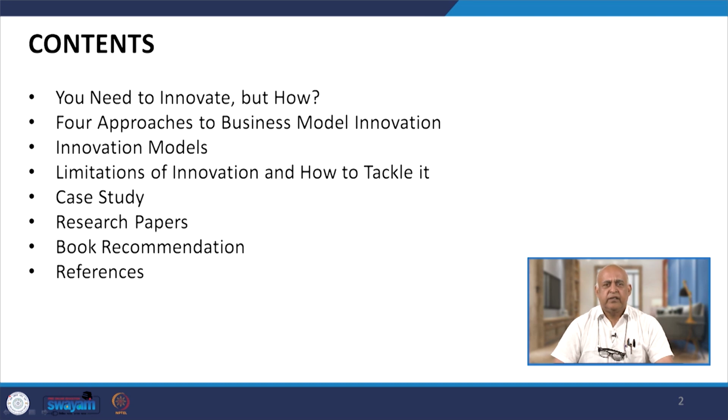In this particular session on designing work organization and models of organizational innovation, we will understand what innovation is, how to innovate, and what the need for innovation is. Then we will talk about the four approaches to business model innovation, innovation models, limitations in innovation and how to tackle them. And as usual, we will be discussing a case study, with research papers, book recommendations and references.